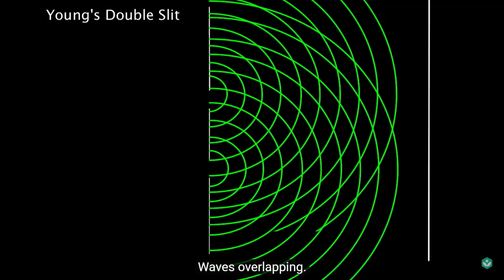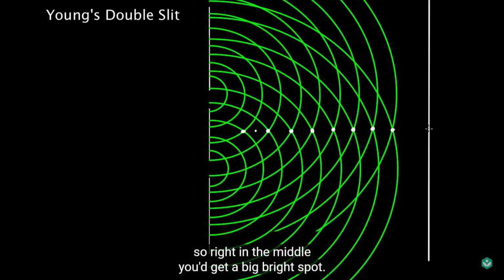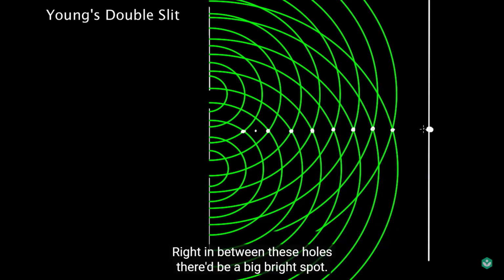Waves overlapping in the same region. You're going to have constructive and destructive interference. And if you look, remember these lines represent peaks. So every time a peak lines up right over a peak, or in the middle, a valley over a valley, every time the wave is exactly in phase when it gets to the same point, these are all constructive points. So right in the middle, you'd get a big bright spot. That's kind of weird. Right in between these holes, there'd be a big bright spot.